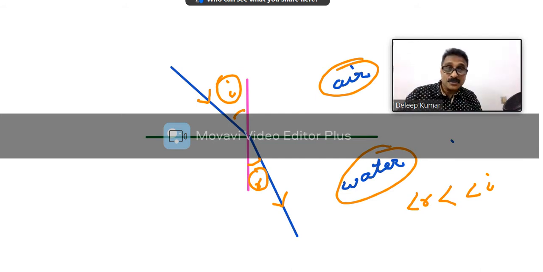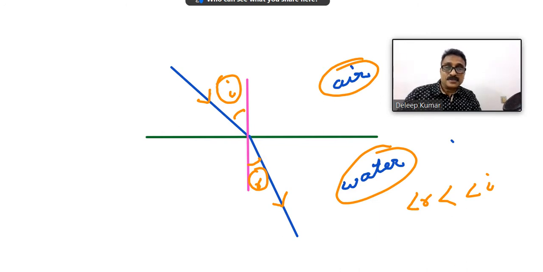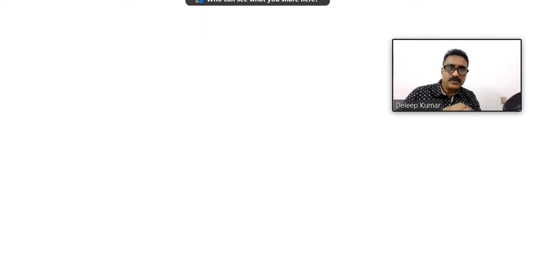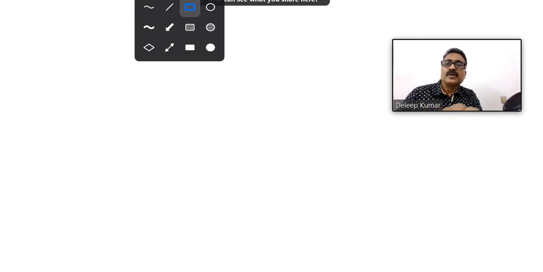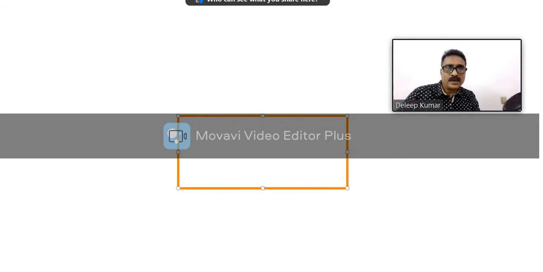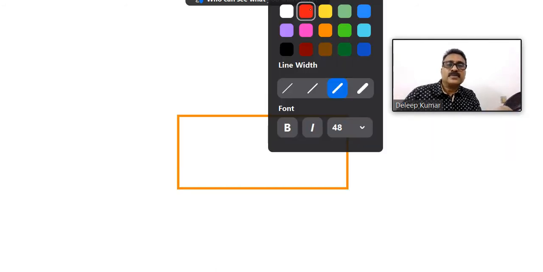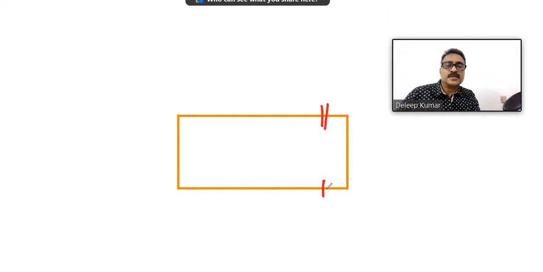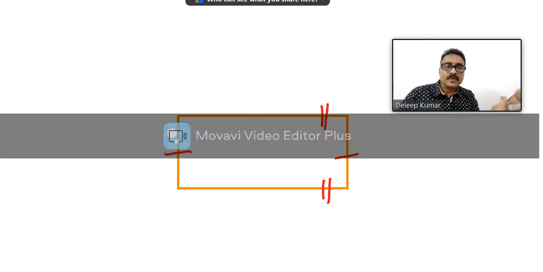Okay, are you ready? We are going to discuss the light refraction through a glass slab. For that, first we have to draw a glass slab. How can we draw a glass slab? Simple. A rectangle. If you draw a rectangle like this, it is a glass slab. You must remember one thing. This is a parallel sided glass slab. That means its sides are parallel. This side and this side, this side and this side, they are parallel. Clear?